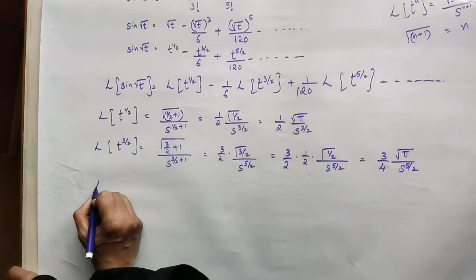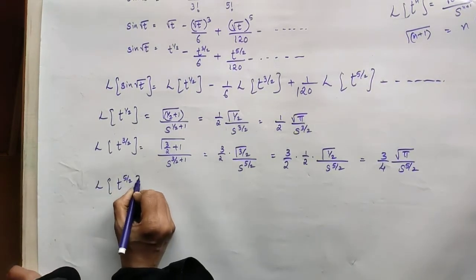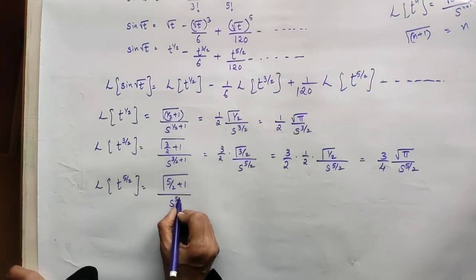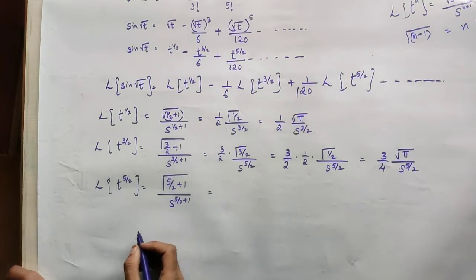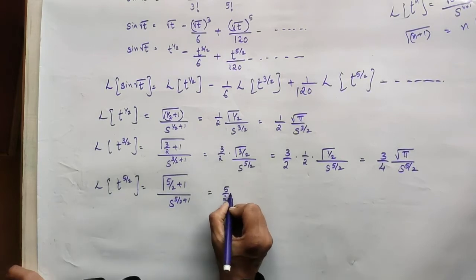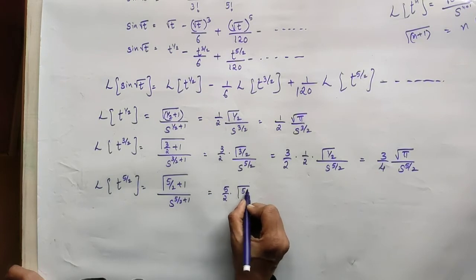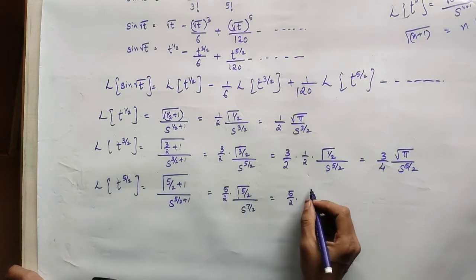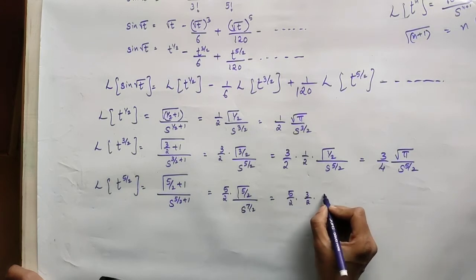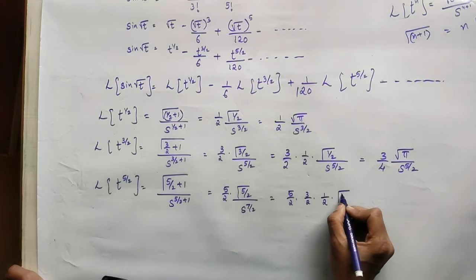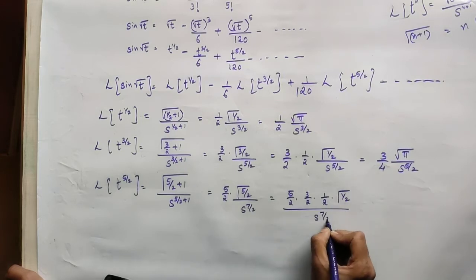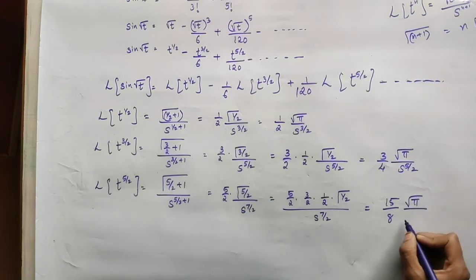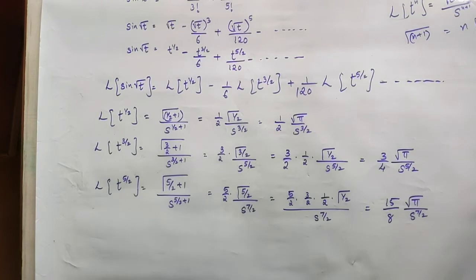Similarly, let us work out the Laplace transform of t raised to 5 by 2. It is gamma of 5 by 2 plus 1 divided by s to the power 5 by 2 plus 1, or 5 by 2 into gamma of 5 by 2 over s to the power 7 by 2, or 5 by 2 into 3 by 2 into 1 by 2 into gamma of 1 by 2 over s to the power 7 by 2, or 15 over 8 root pi over s to the power 7 by 2. This is what you get.